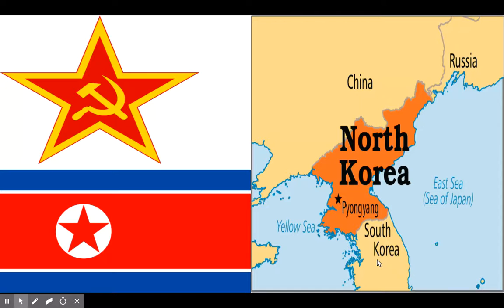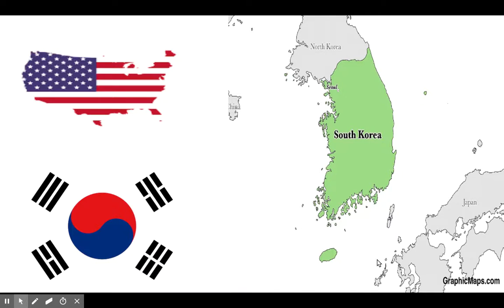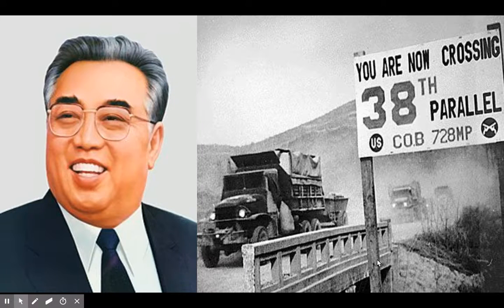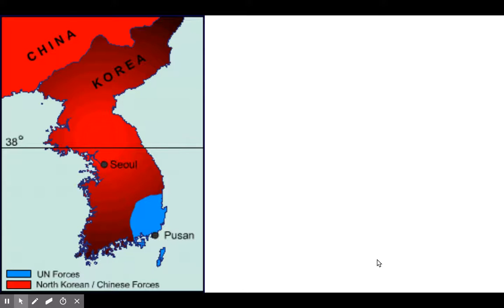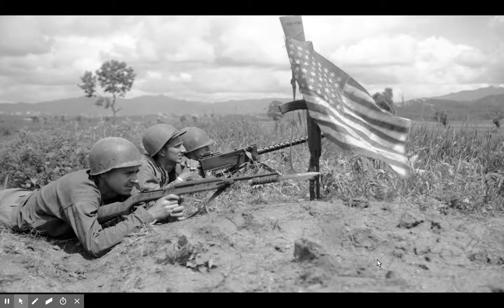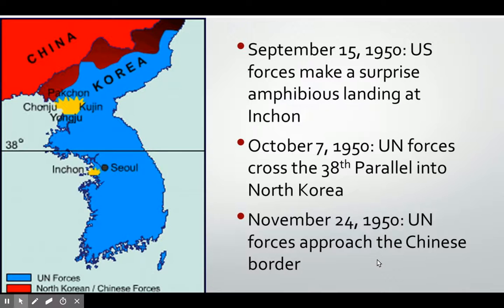North Korea is a Soviet-supported communist state in the north, and South Korea is a US-supported capitalist state in the south. Let's go to 1950 now. Under Kim Il-sung's rule, Korean forces are sent over the 38th parallel to capture South Korea. They're able to push them back to Busan, but then America comes in, and they're able to push them back to the Korean border. You can read over here. It basically says what happened when America joined the war.